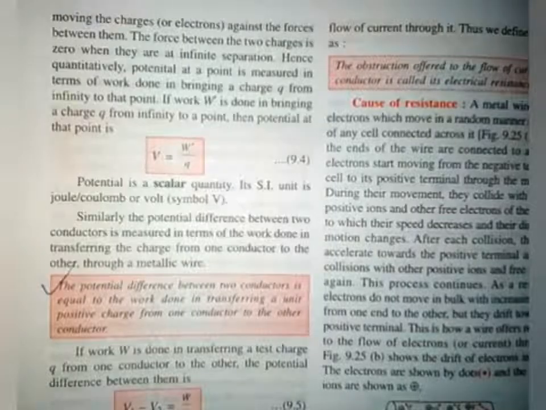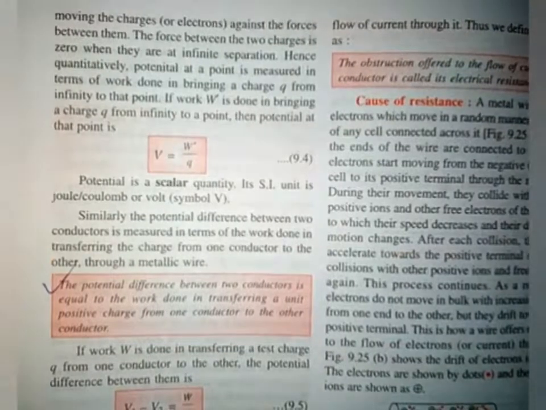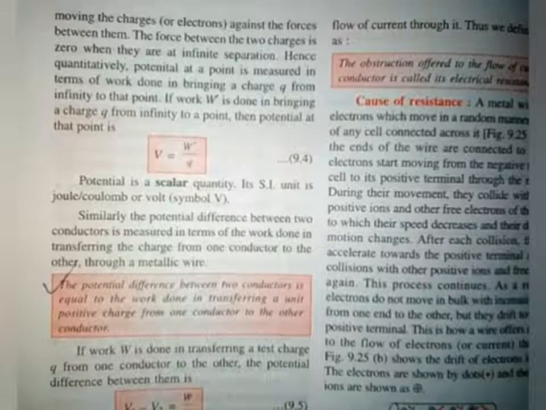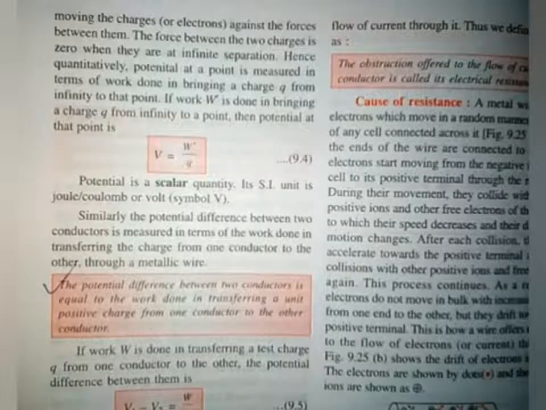We know that like charges repel each other while unlike charges attract each other. And to create an excess or deficit of electrons at a point, we have to do some work in moving the charges against the forces between them, whether they are repulsive forces or attractive forces. The force between two charges is zero when they are at infinite separation.